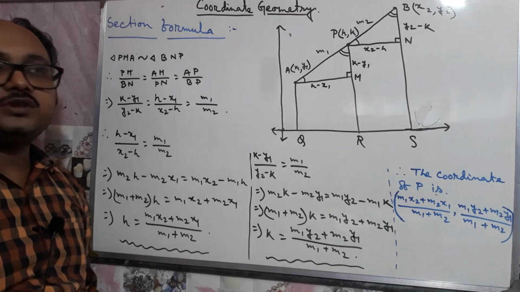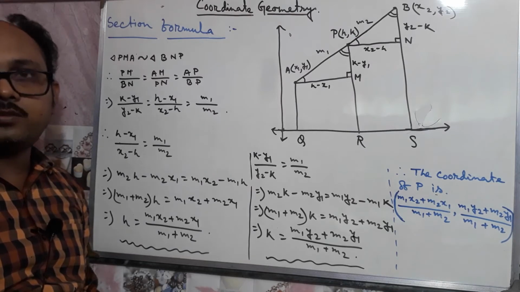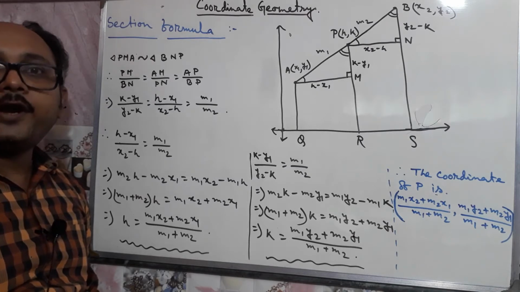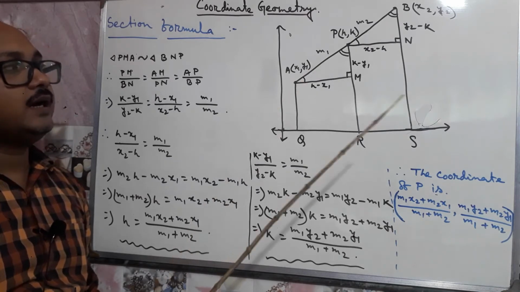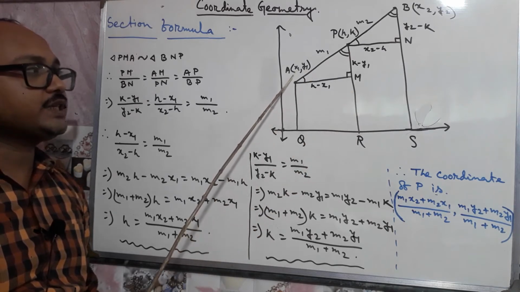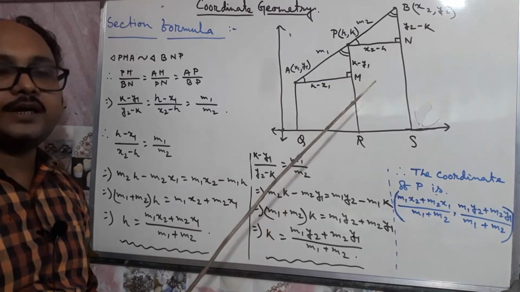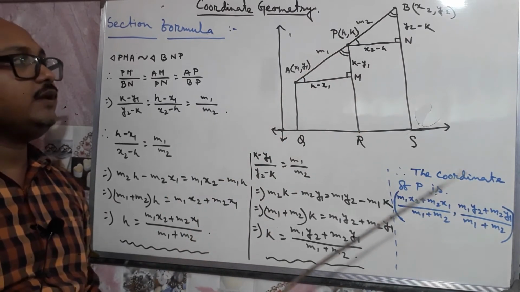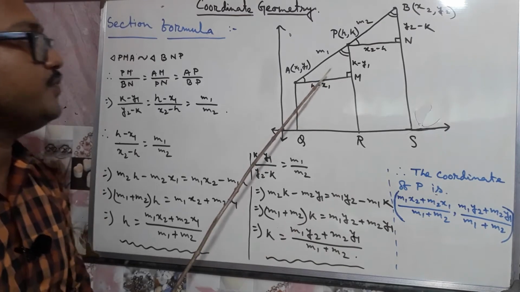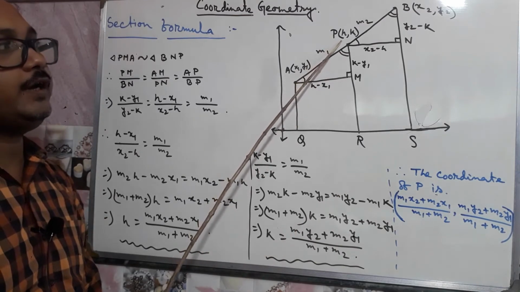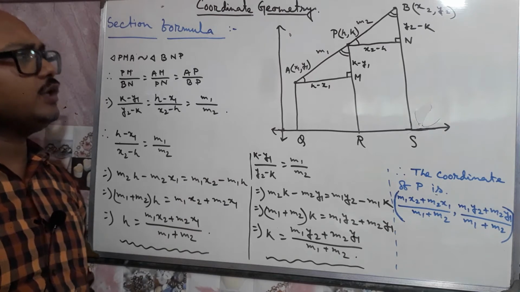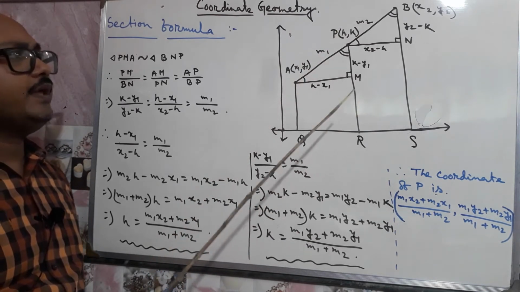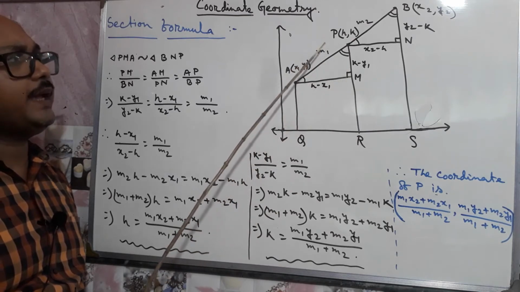Today in this video we shall discuss the section formula of coordinate geometry. What is the section formula? If a point divides a line segment joining the points (x1, y1) and (x2, y2) in the ratio m1:m2, then by the section formula we are going to find the coordinates of this point P. Let the coordinates of this point be (h, k). Then we are going to find the values of h and k.